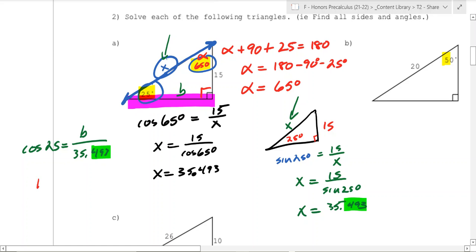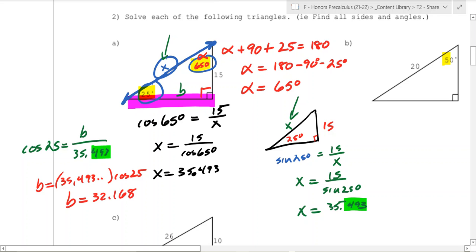So if you do this out, what does B equal? B is equal to 35.493, and it goes on, times cosine of 25. What does B equal? Who has B for me? Yeah, what did you get? I got 32.168. Yes.